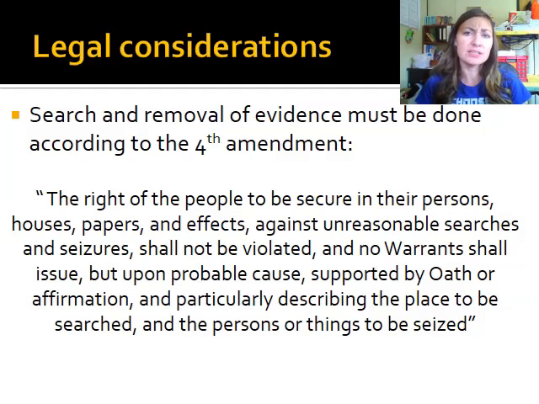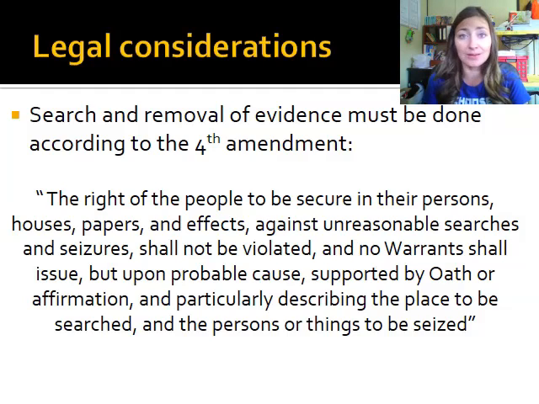Some legal considerations when searching crime scenes. We have to consider the Fourth Amendment. So any removal and searching of people or homes or effects has to be done according to the Constitution. The Fourth Amendment states the right of the people to be secure in their persons, houses, papers, and effects against unreasonable searches and seizures.